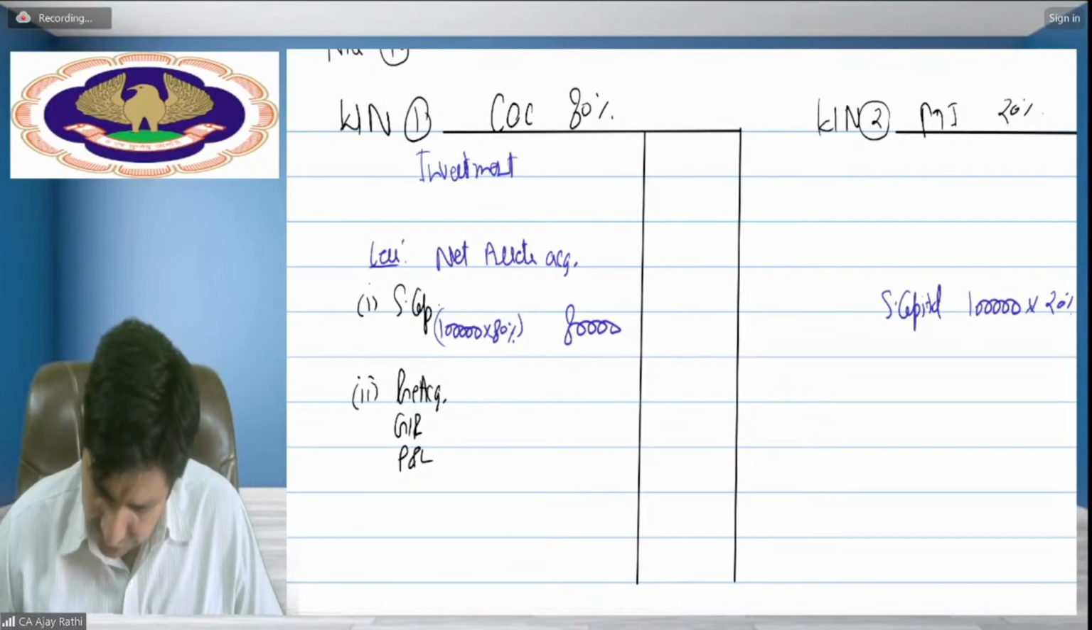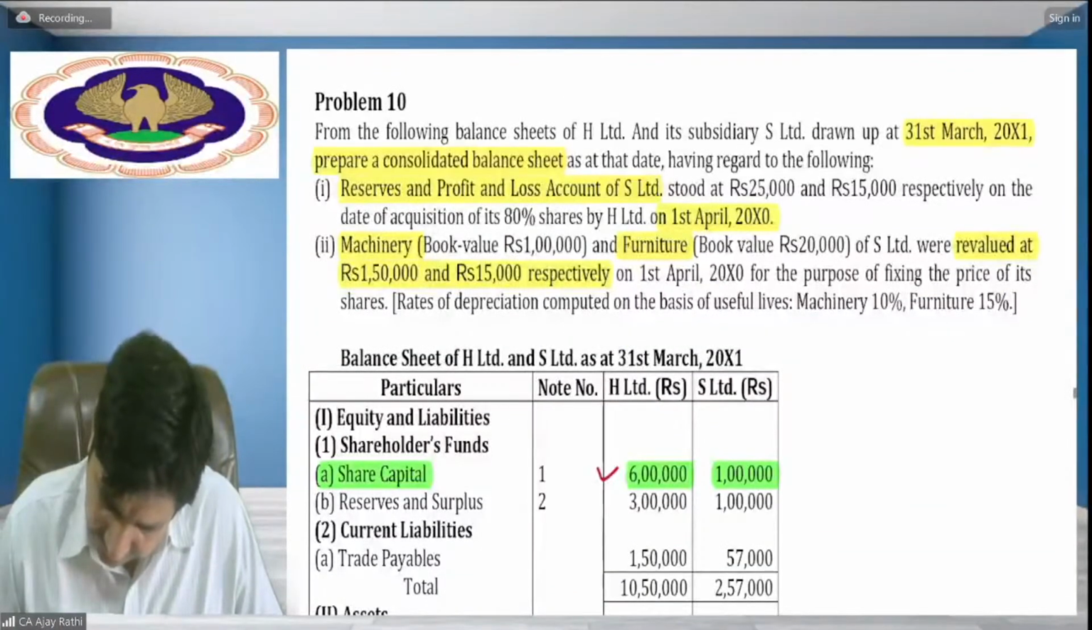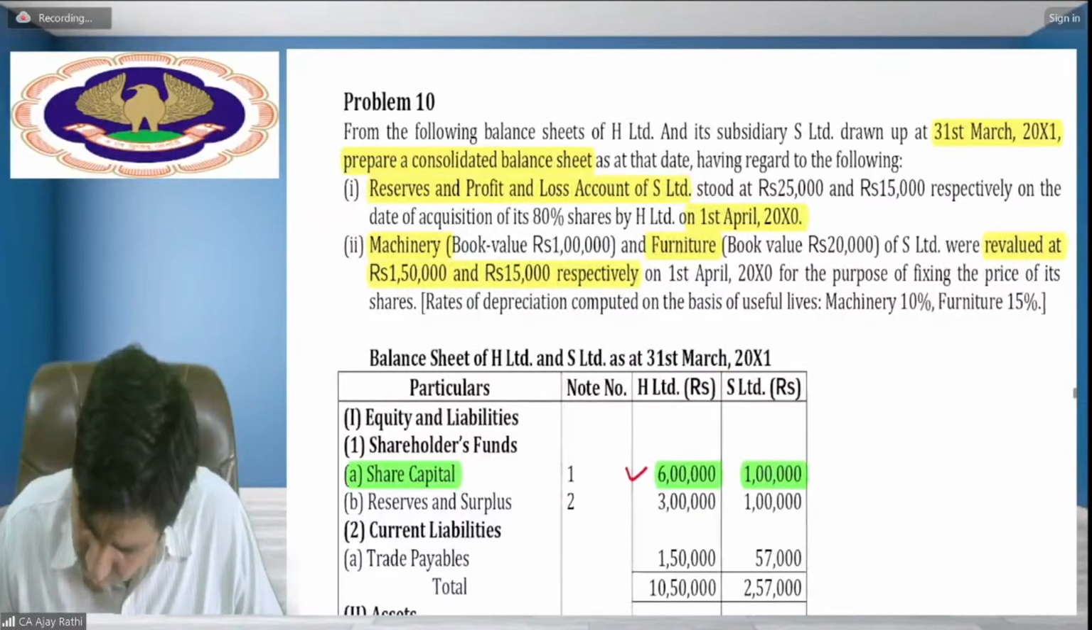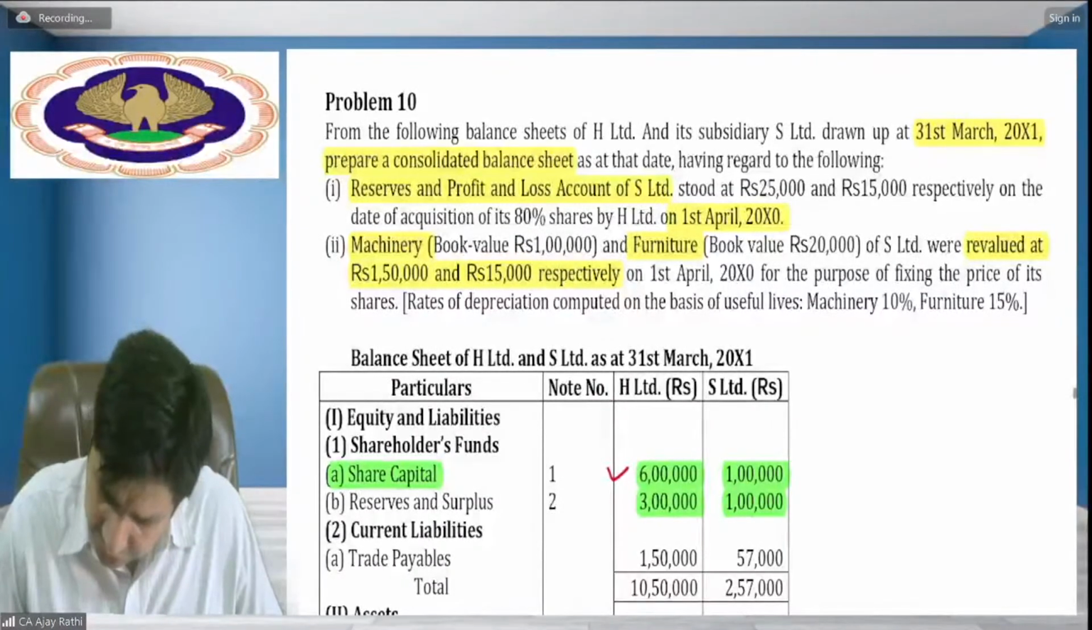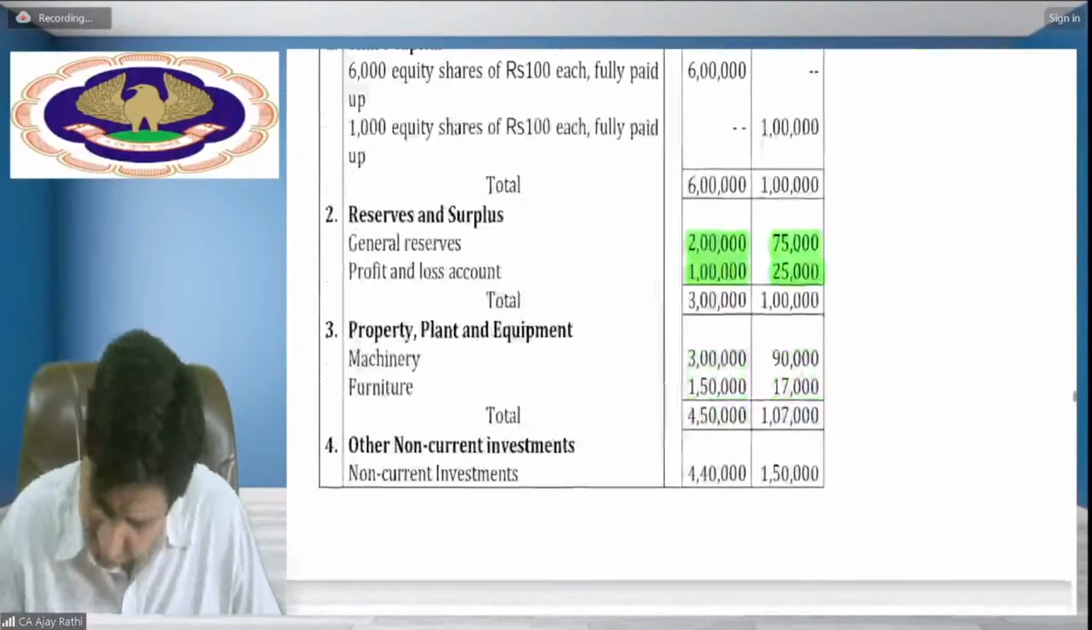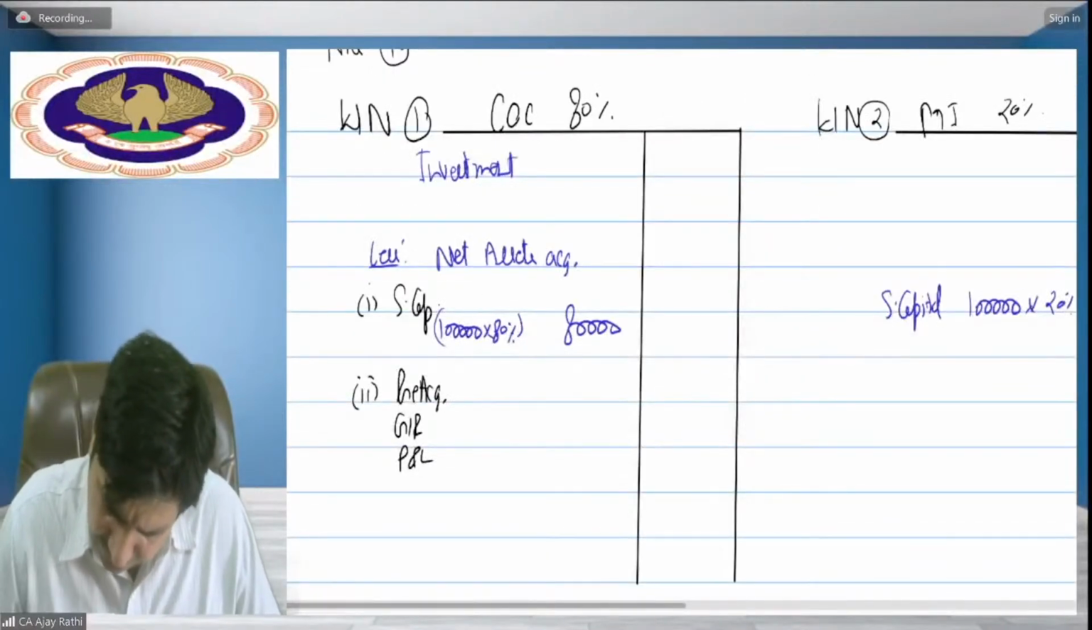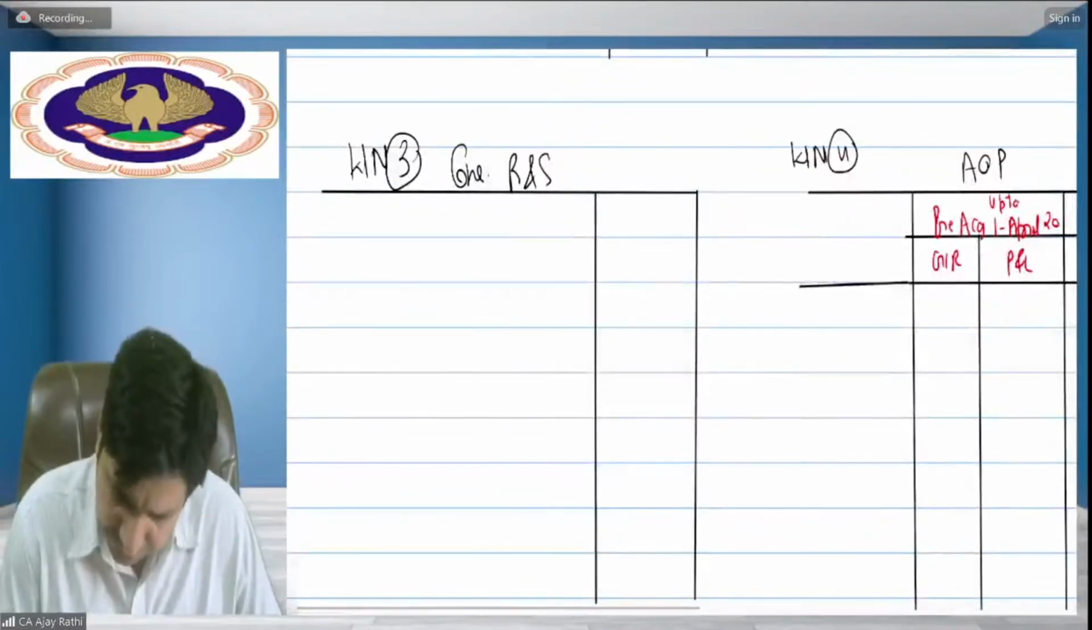now what about this, sir? Next one is this one. Now it's the time to consolidate reserve and surplus. It's the time to shift the reserve and surplus figure. First, I am posting the reserve and surplus of the holding company, that is 3 lakh. So where will I shift those, sir? Those will be shifted here.